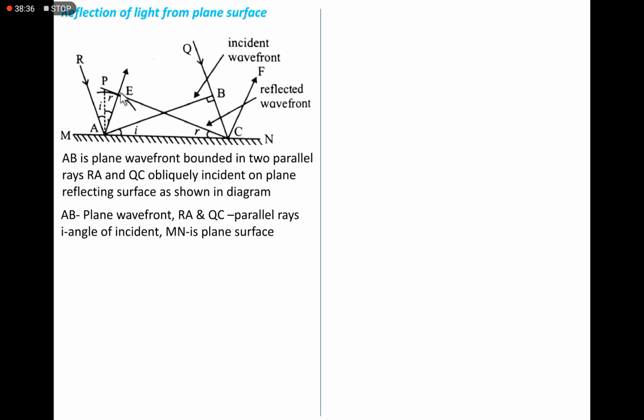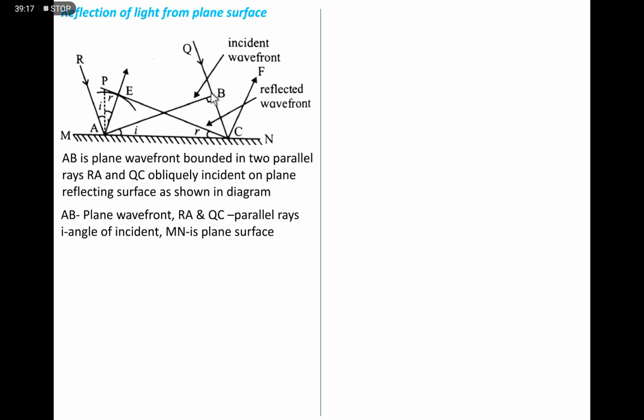This is the very crucial point of this article. I repeat, the plane wavefront is obliquely incident on the plane surface. A will reach first. A will act as a secondary source of light according to the Huygens principle, and it starts to emit the waves in the same medium. B will successively reach the point C. It takes time, say capital T.